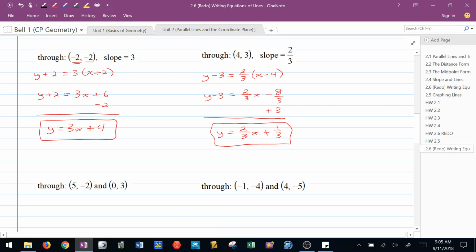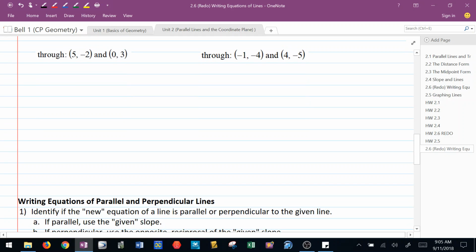So the next scenario that can come up is, what if they give me two points? Well, in order to do these equations of lines, I first have to know what the slope is. So the first thing I'm going to do is calculate slope. Change in y, negative 2 minus 3, over the change in x in the same order. That gives me negative 5 over 5, which can reduce to negative 1. Now, because we're going to use this slope, I want to reduce this fraction as far as I can. I don't want to have to deal with fractions.